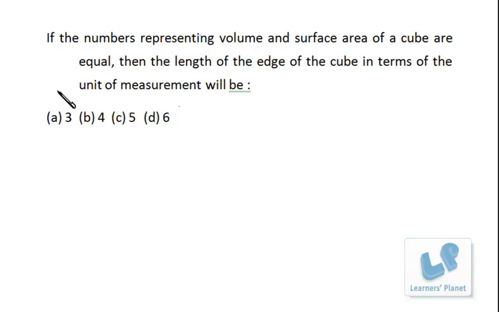Now in this question, if the numbers representing volume and surface area of a cube are equal, then the length of the edge of the cube in terms of unit of measurement will be. Now friends, we are given that the numeric value of volume and surface area of this cube is equal. That means numeric value of volume will be L cube, that is side cube, and that is equal to surface area, that is 6L square. Okay, so L is equal to 6, as simple as that.